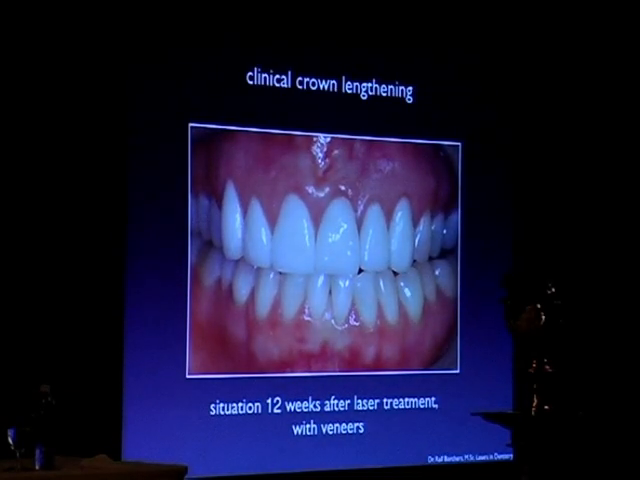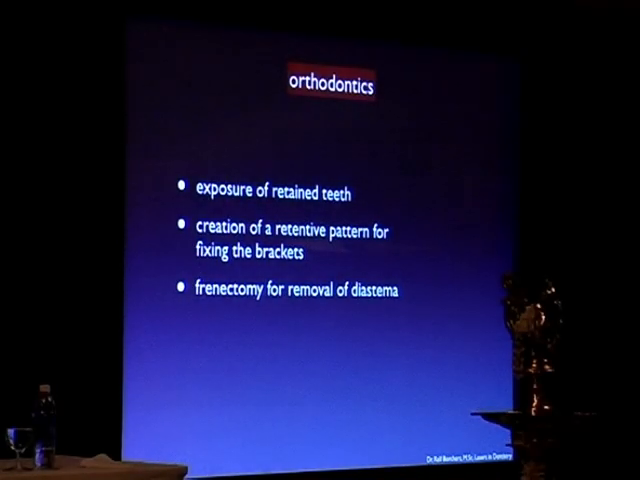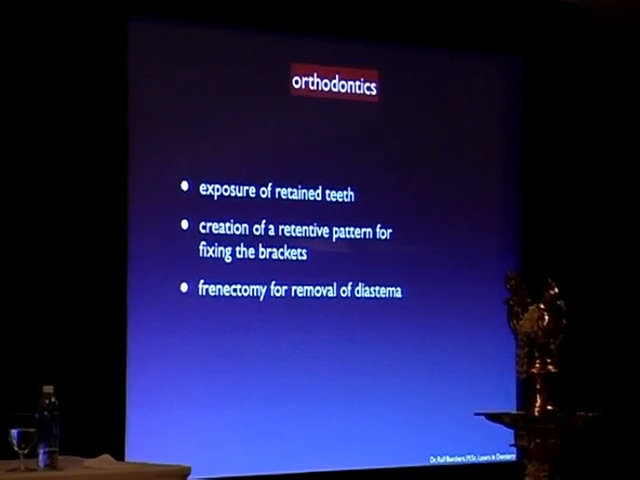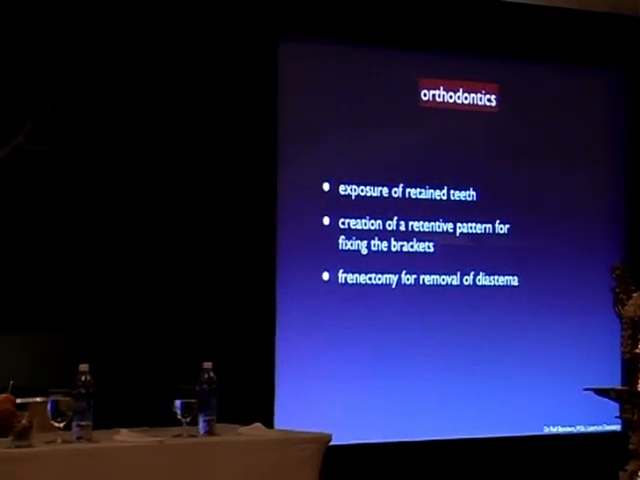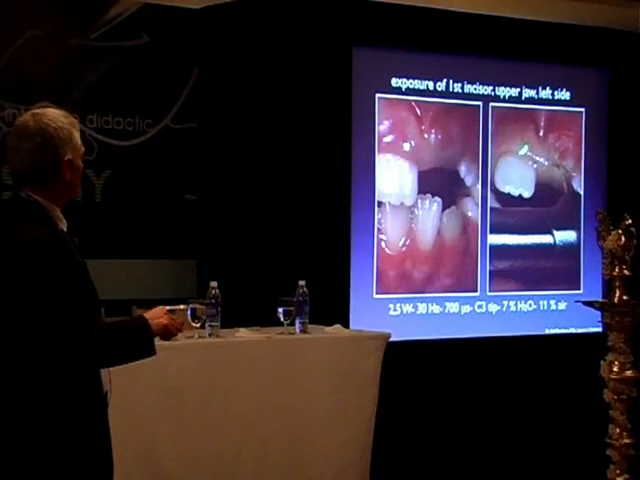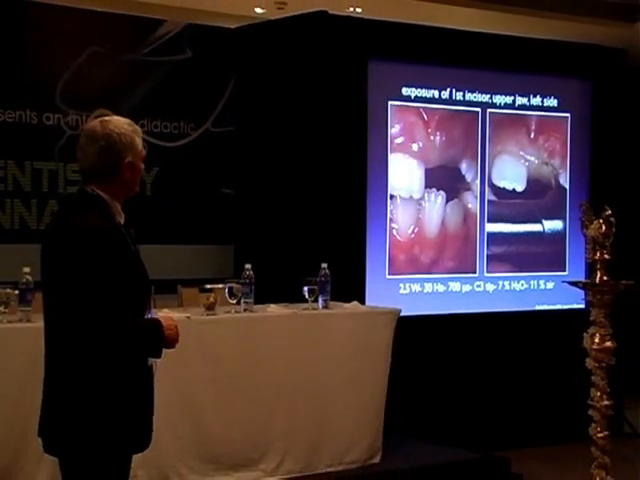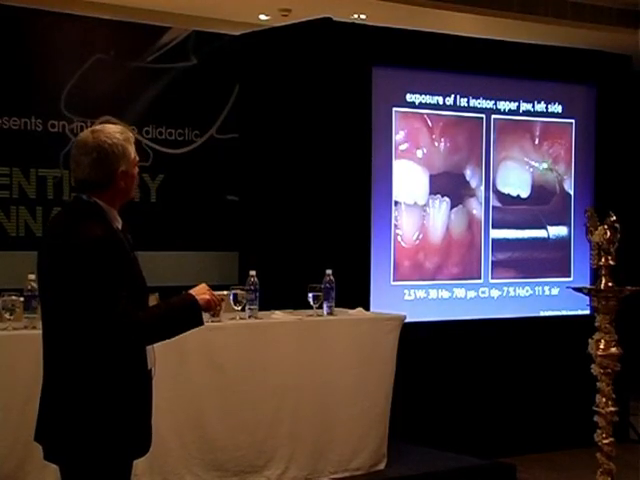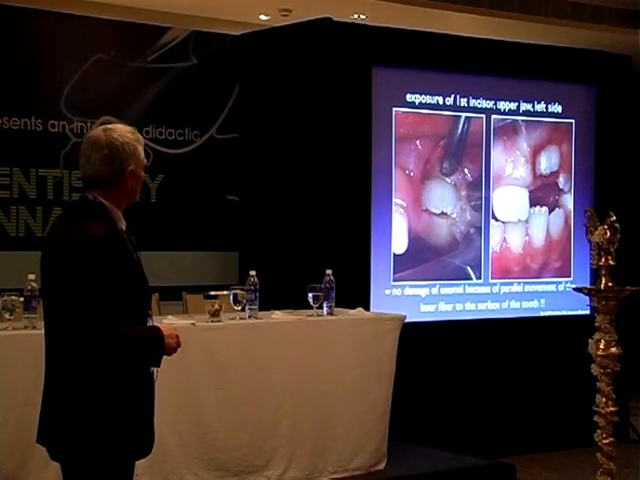This is the situation 12 months after the crown lengthening with veneers. In orthodontics, you can use lasers for exposure of retained teeth, creation of a retentive pattern for fixing the brackets, and frenectomy for removal of diastema. So in this case, it's an exposure of the first incisor, upper jaw, left side, with an erbium laser. You can see it here, contact mode.